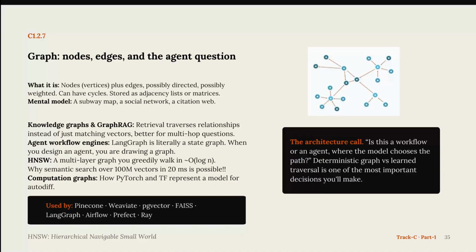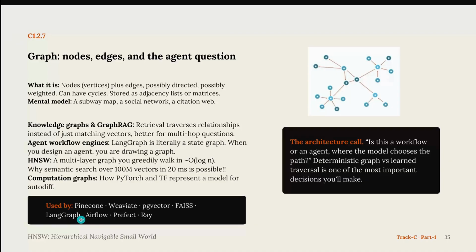We're going to look at computation graphs also, and how PyTorch and TensorFlow use them to represent a model for auto differentiation in the future. This data structure is used by Pinecone, Weaviate, pgvector, which are all graph databases. FAISS, LangGraph, Airflow, all of these use graph structure under the hood.